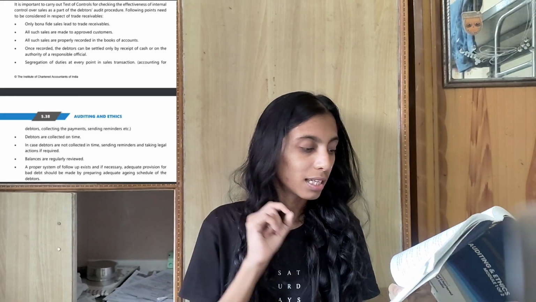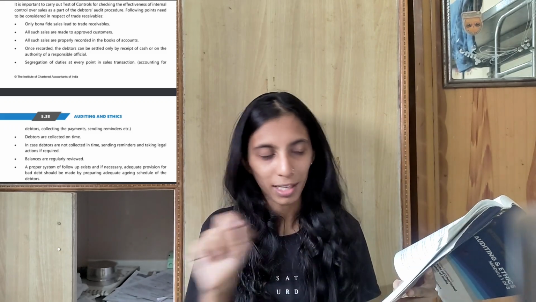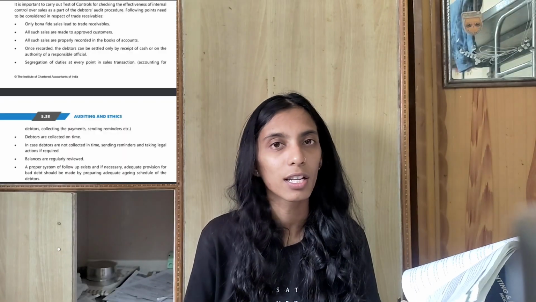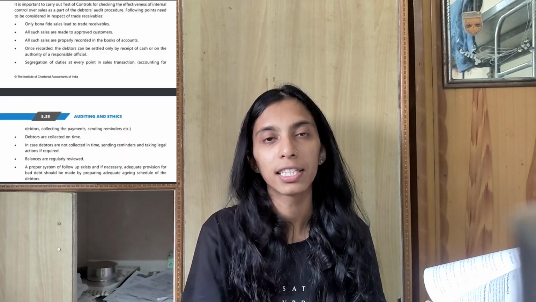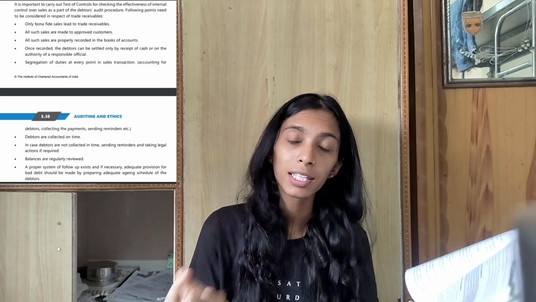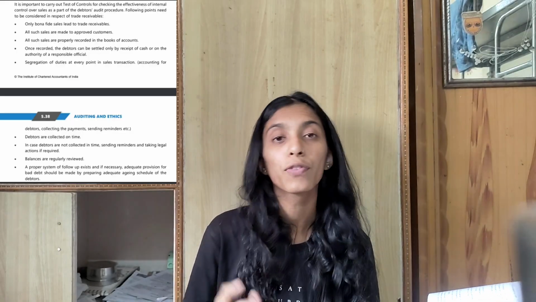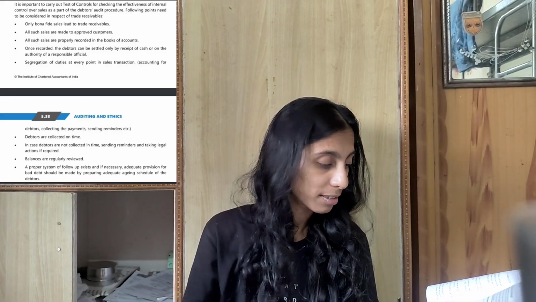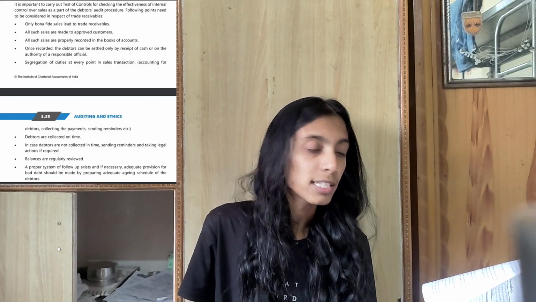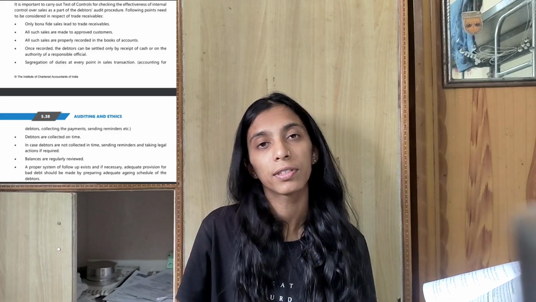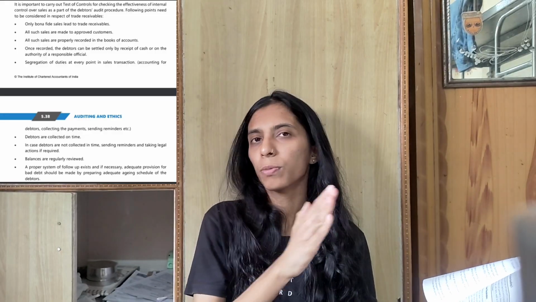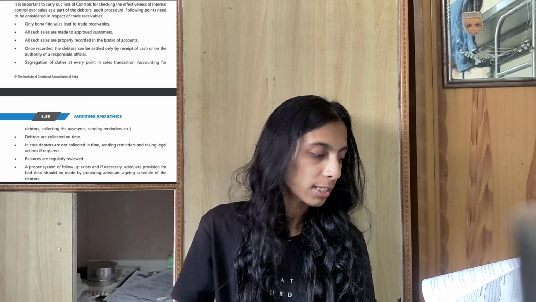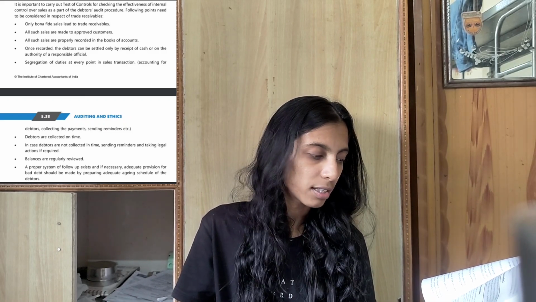So it is important to carry out the test of controls, mark the words test of controls, for checking the effectiveness of internal control over sales. Mark this word and you'll remember the answers very easily. As a part of debtors' audit procedure, trade receivable and debtors, there's no difference between them, both are the same. So the following points need to be considered in respect of trade receivable.